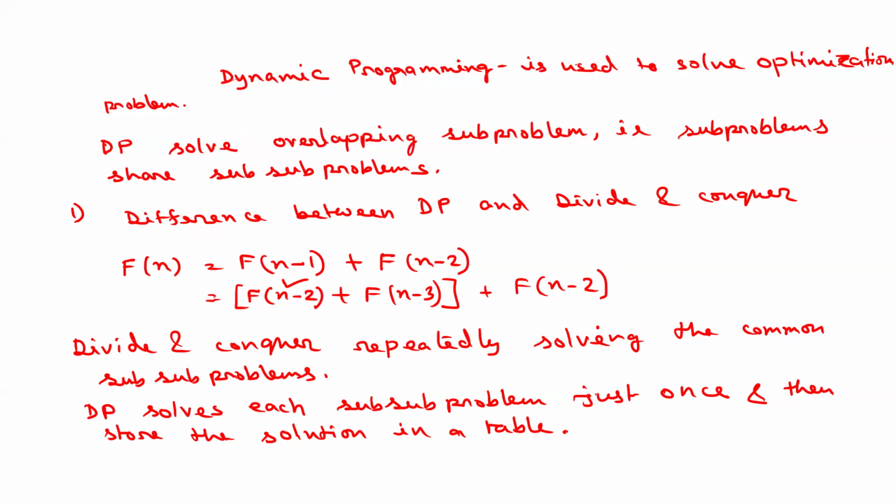So divide and conquer repeatedly solves the subproblems and does more work than necessary, whereas dynamic programming solves each subproblem just a single time and then stores the answer in a table, avoiding the work of recomputation. Okay, so that is the difference between dynamic programming and divide and conquer.